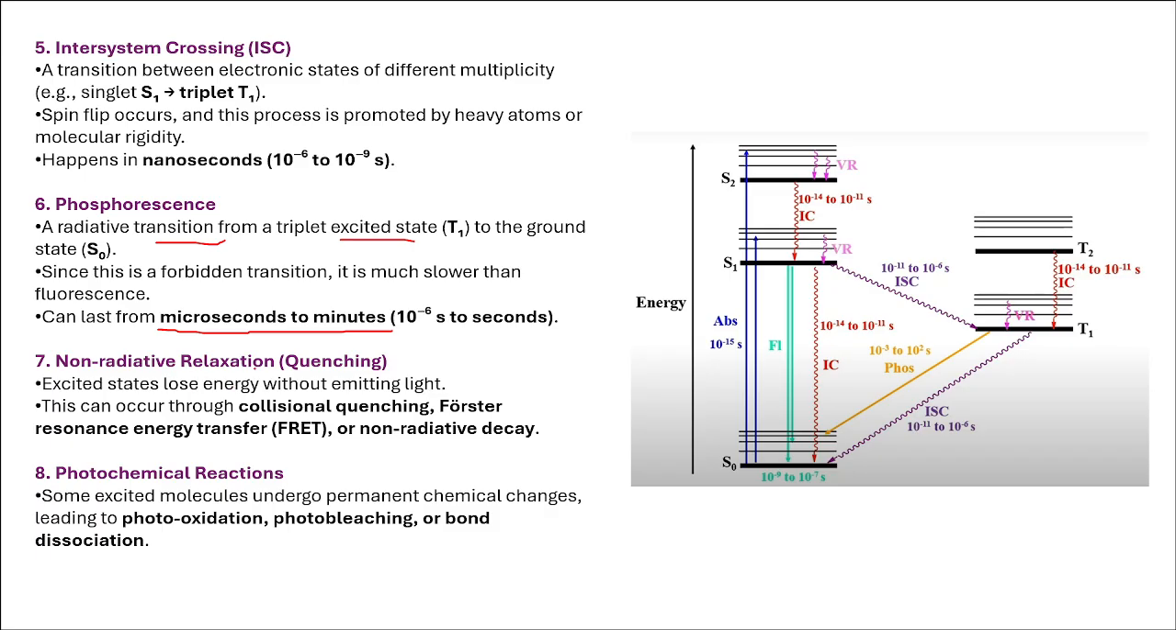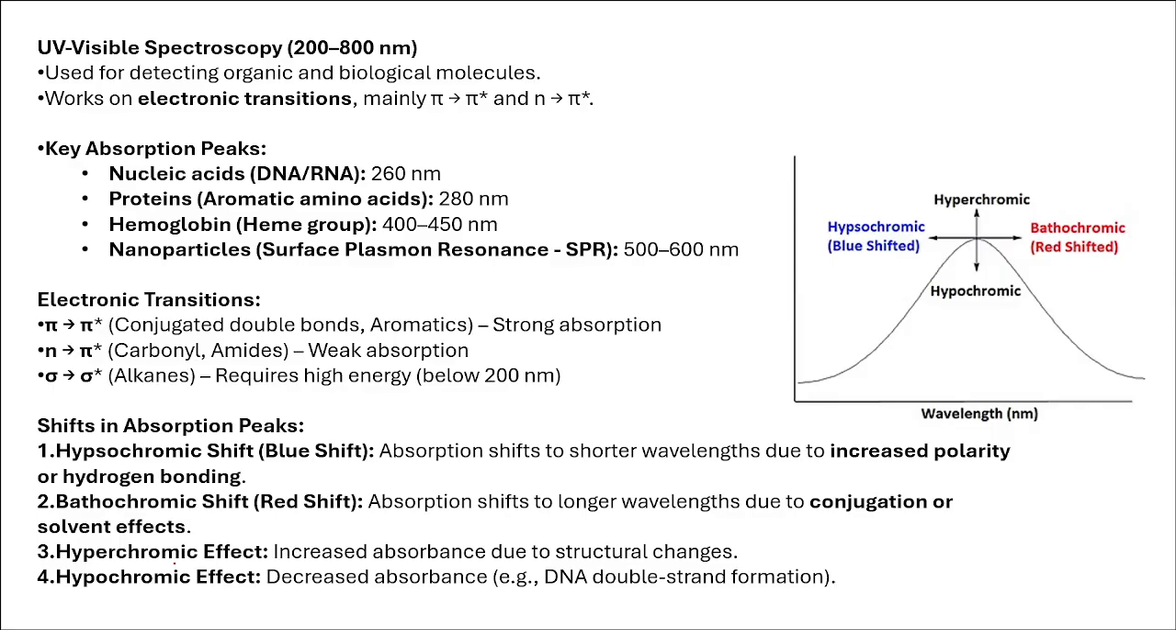Now, non-radiative relaxation: excited states lose energy without emitting light, and this includes FRET and all these concepts you will study later on, because this is a completely different thing that we'll discuss when we start discussing cell-based studies, the dyes that are used, and how this FRET phenomenon can be used for different applications. Now, photochemical reactions: some excited molecules undergo permanent chemical changes leading to photooxidation, photobleaching, or bond dissociation.